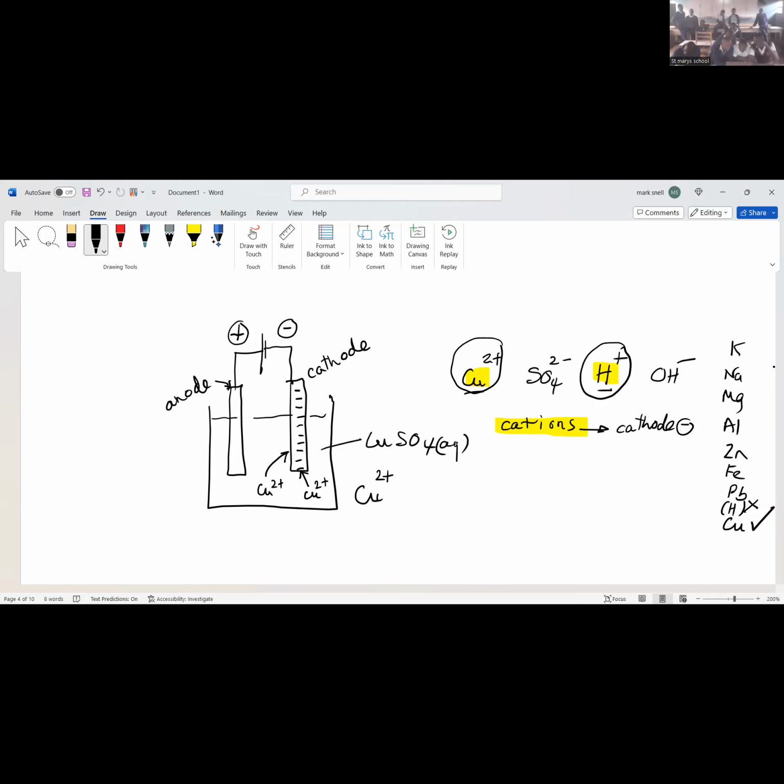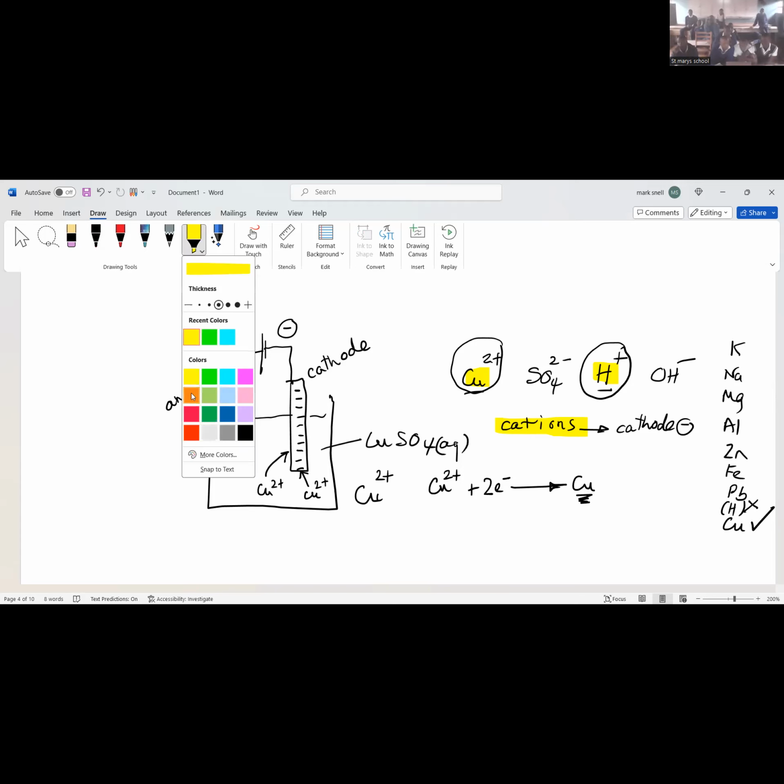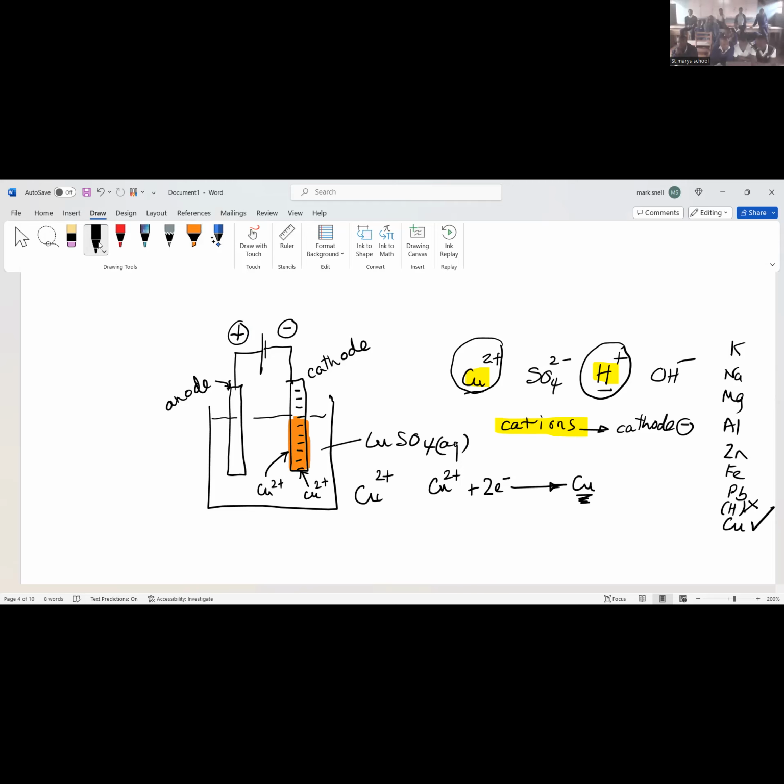So what happens is that the Cu2+ picks up electrons and becomes copper. Now to balance it, I need 2 electrons, but that means I get copper, and therefore the electrode goes copper colored, because we've got copper. Okay.